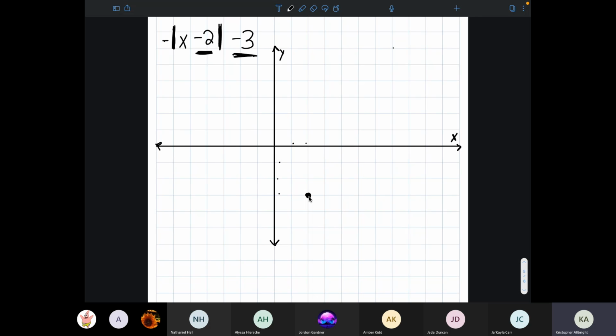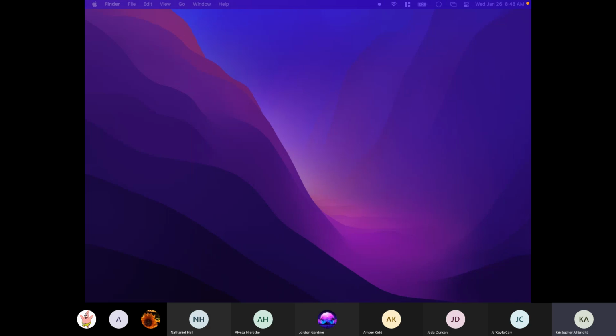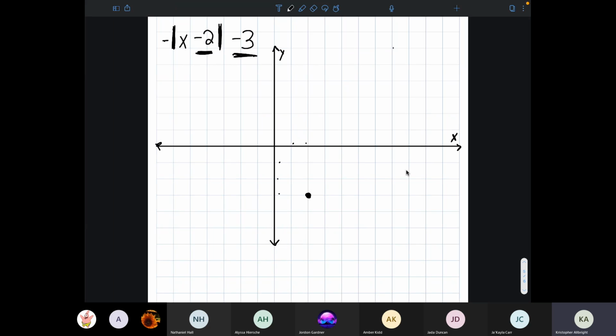I don't see your screen. Oh, no, I just see dots. All right, that's it. Well, it went away. Full screen. Yeah, there we go.